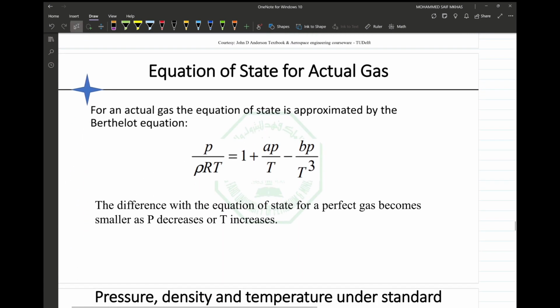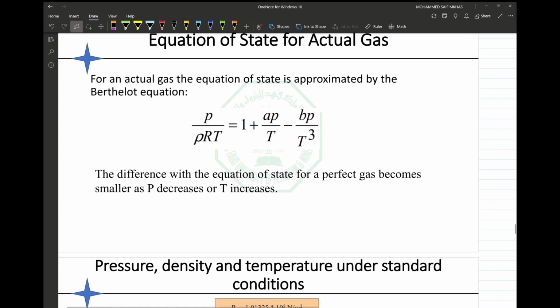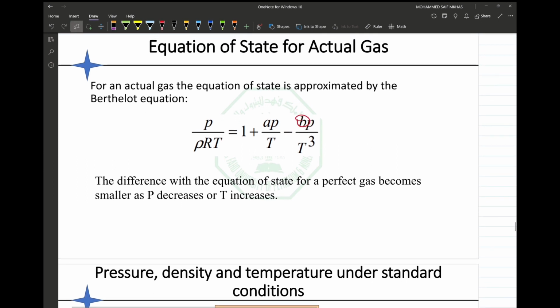And there is the equation of state also, but for a non-perfect gas, like all the other gas elements in the periodic table, other than the 8th column. Here, B and A represent gas constants. They must be given in the question, or one of them must be given and the other must be found.